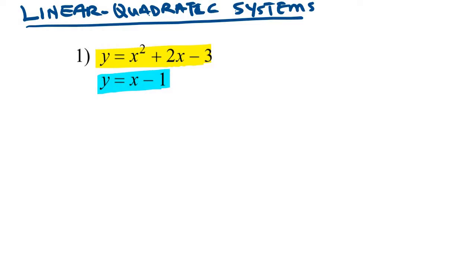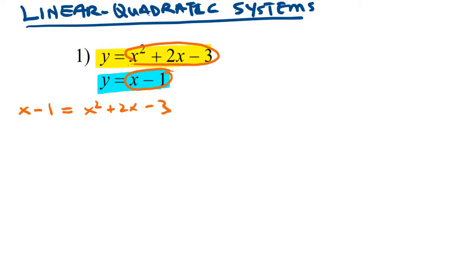So we're going to do it by using the method of substitution. Since y equals the expression in the quadratic, and the same y also equals this quantity, that means those two quantities are equal to one another. So we're just going to set them equal to each other like this: x minus 1 is the same as x squared plus 2x minus 3.